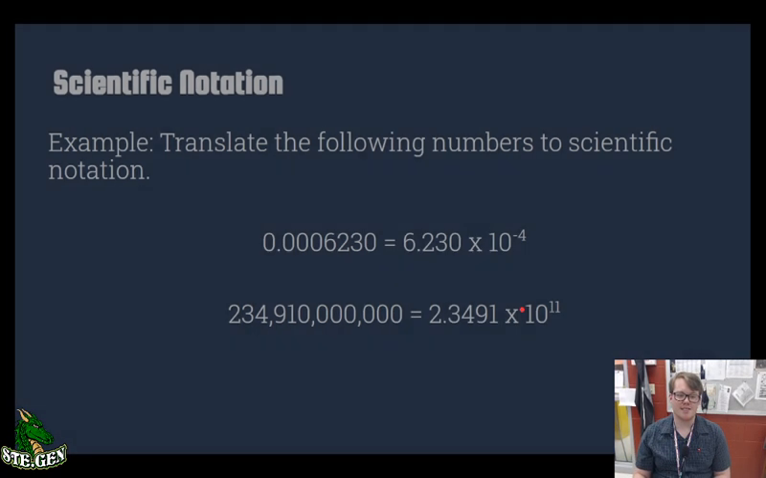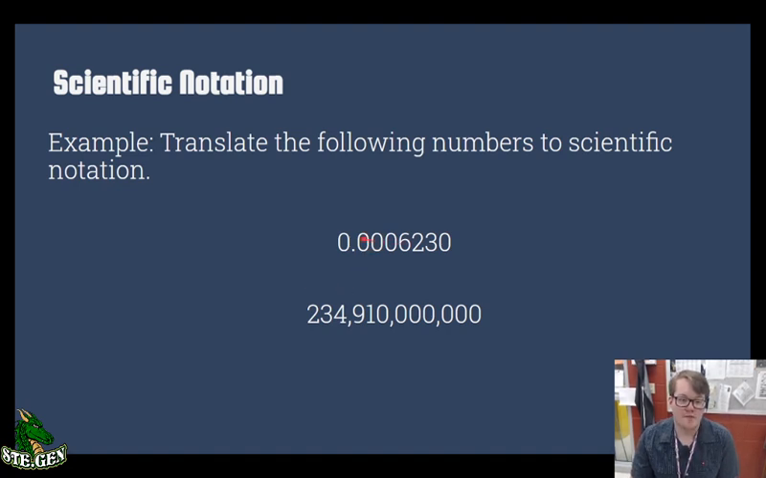So if we go back to this example here, the first thing that isn't 0 that we would care about would be this 6. So we want to move our decimal so that it is right between the 6 and the next number, which would be 2. Those are our first 2 digits that are not zeros in the number, although the second one could be 0. And we're going to have to move our decimal 1, 2, 3, 4 to the right.